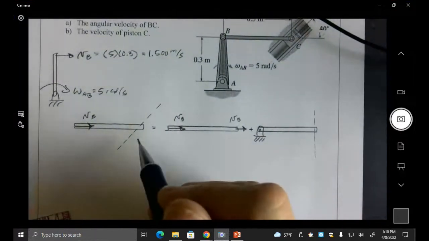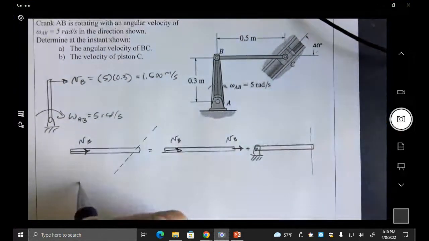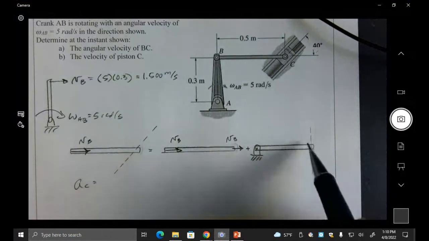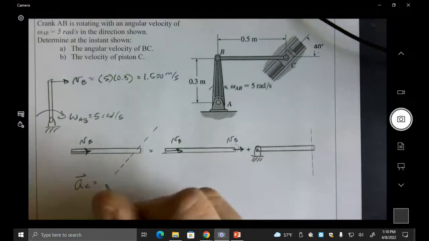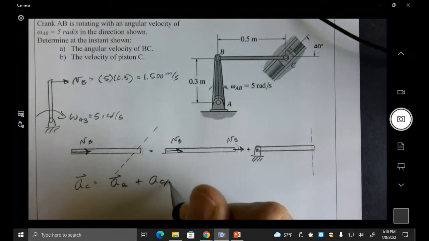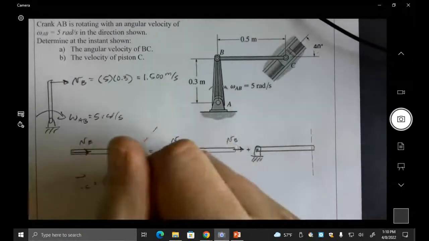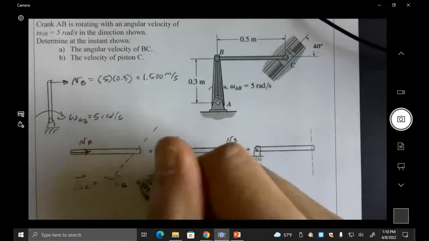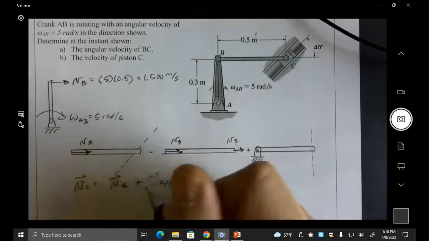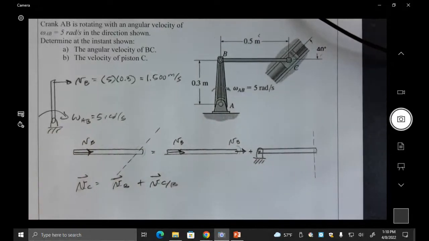So what do we know? We're going to try to find the velocity of C. So we're writing it for this location right here. And it's going to be the velocity of B plus the velocity of C with respect to B. You're right, going on autopilot. I got to remember to think. Thinking is harder than not.